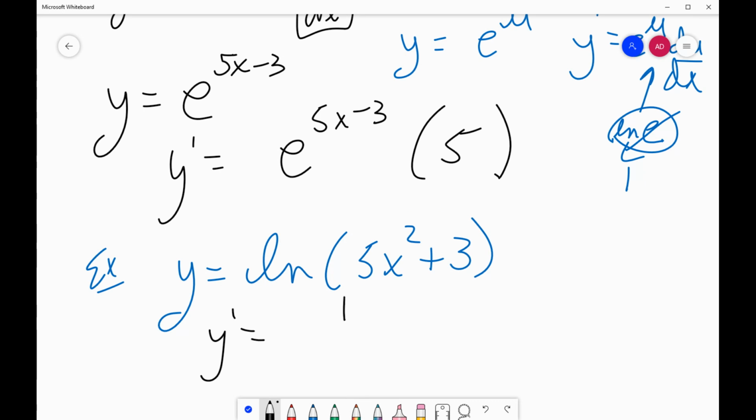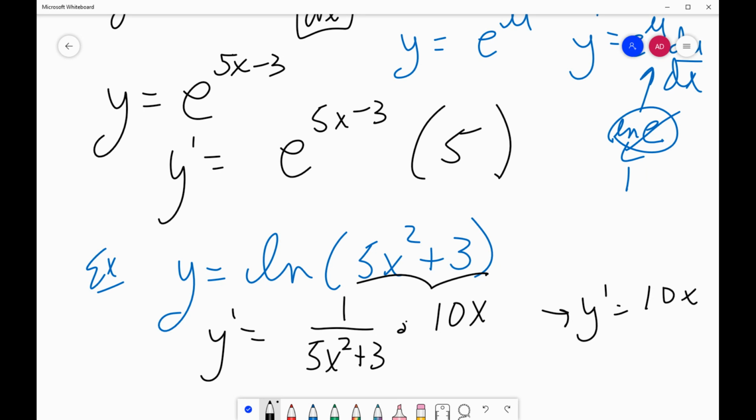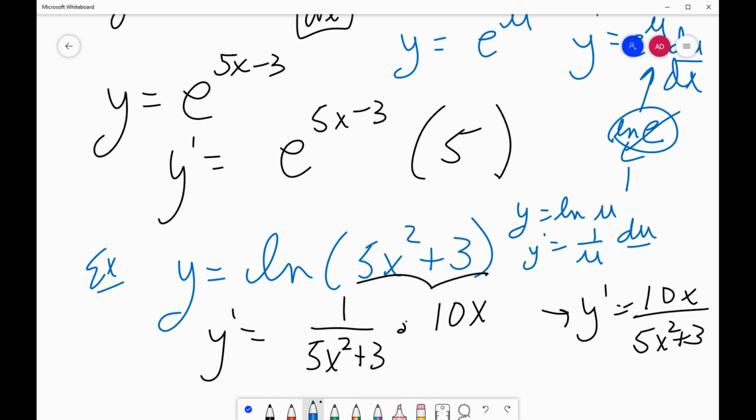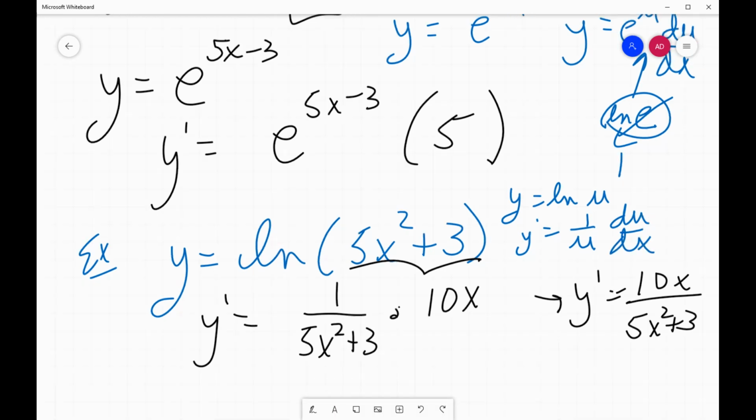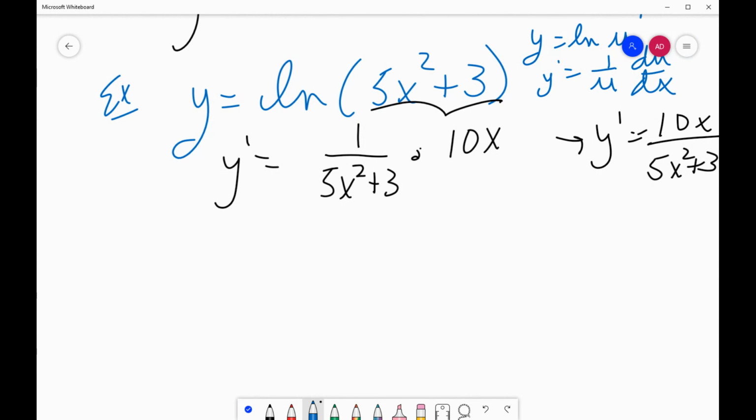y prime becomes 1 over u times the derivative of the u, of the argument. The argument's derivative is 10x. So my answer ends up being y prime equals 10x over 5x squared plus 3. Fair enough? All right. And what pattern did I find? Maybe I should write that down, right? y is equal to the natural log of u. Then y prime is 1 over u times du dx. Fair enough? I know. Let's just kick out one more, maybe just one more.